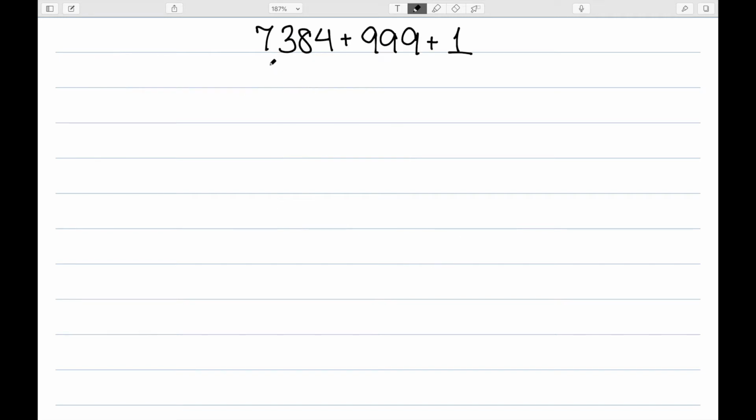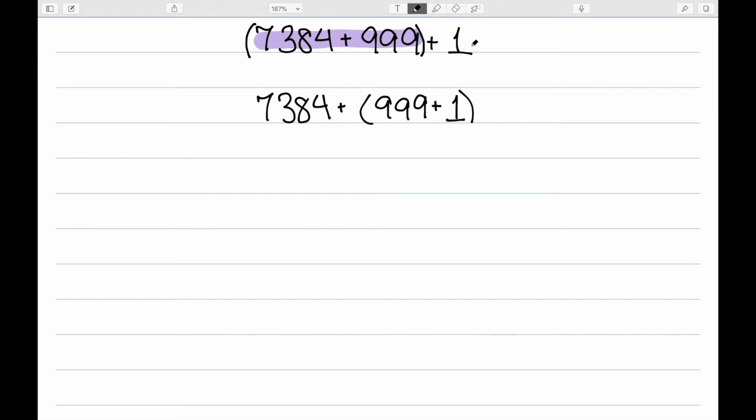Now let's think of a problem like 7,384 plus 999 plus 1. The way this is defined right now, we need to add these first two numbers together first. We can also denote that by putting parentheses around the first two numbers. However, if I were to rewrite this problem, this time with parentheses around the last two, we can see that this second version is much easier to solve. 999 plus 1 would be 1,000, and then it would be easy to add 1,000 to 7,384.